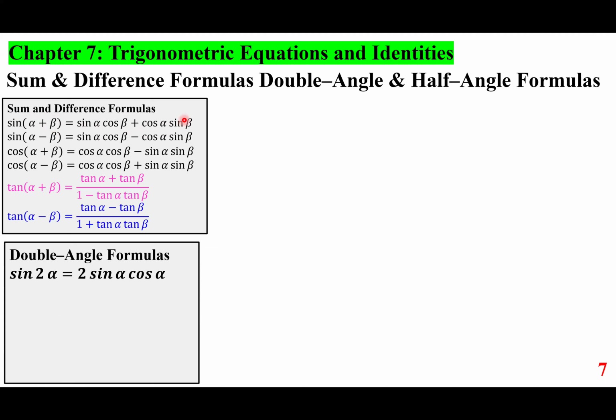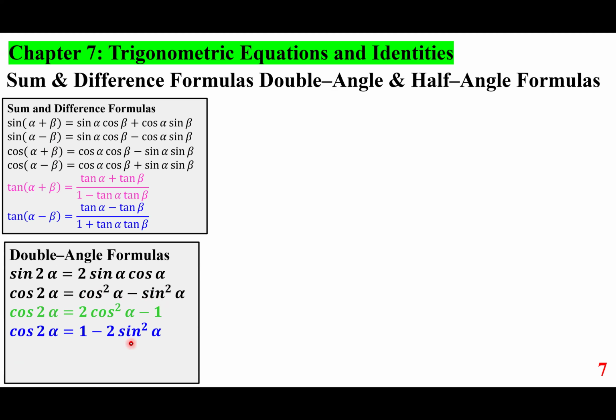What about cosine? Over here, I'm going to change the beta to alpha. I get cosine alpha cosine alpha minus sine alpha sine alpha, because we are changing the beta to alpha, which means cosine squared minus sine squared. Now we know the Pythagorean identity says sine squared plus cosine squared equals 1, and therefore if you replace the sine squared with 1 minus cosine squared, we get 2 cosine squared minus 1. And if you replace cosine squared with 1 minus sine squared, you get 1 minus 2 sine squared. And what about the tangent?